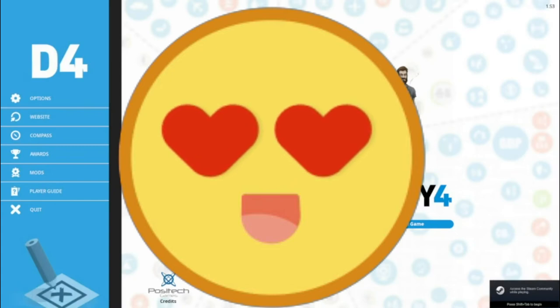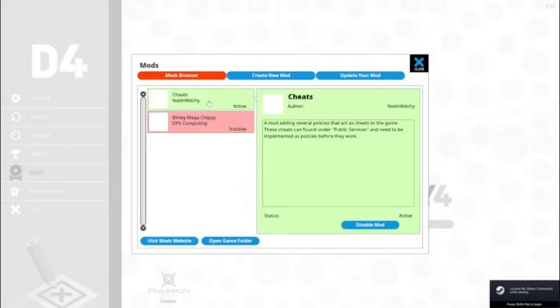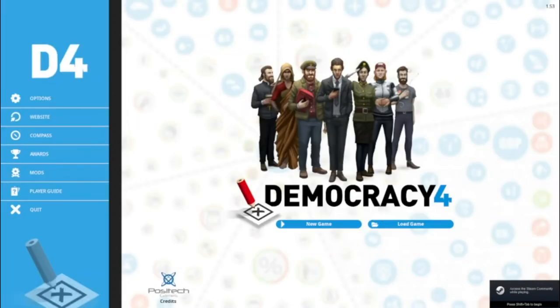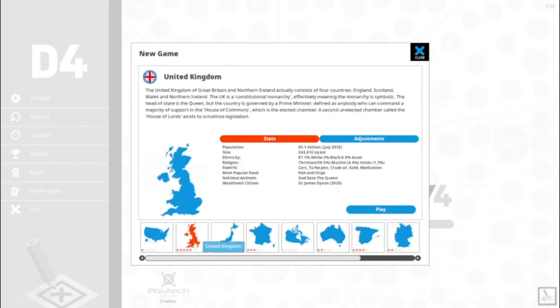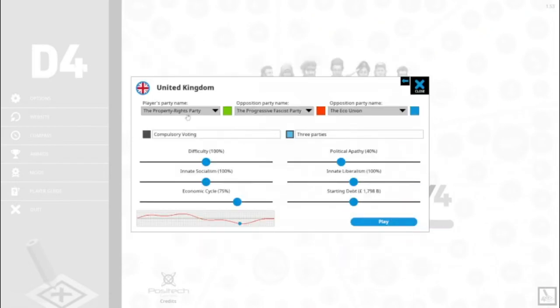Oh. Persistence pays off, right? We're here. Mods, cheats are active. Lord knows what happened the first time. Democracy was trying to stop us cheating, but you will not succeed. Ha ha ha ha. Let's go with the UK again.